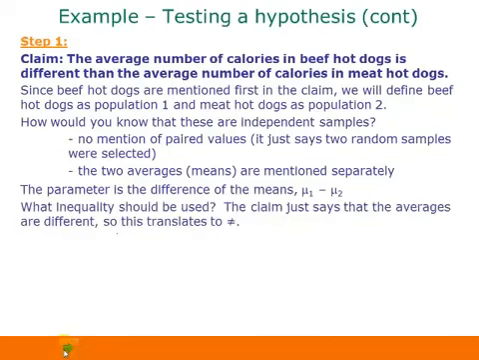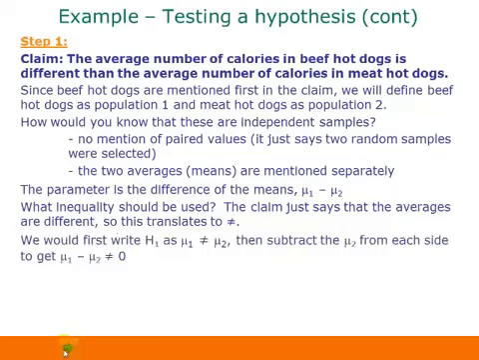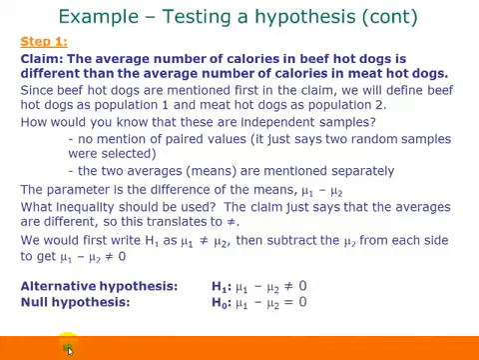What inequalities should we use? The claim just says that the averages are different. It doesn't say anything about less than or more than, so this is just going to translate to a not equal to. We would first write our alternative hypothesis as mu sub 1 is not equal to mu sub 2, and then subtract the mu sub 2 from each side to get mu sub 1 minus mu sub 2 is not equal to 0. Here's our alternative hypothesis, mu sub 1 minus mu sub 2 is not equal to 0. Our null hypothesis is that mu sub 1 minus mu sub 2 is equal to 0.